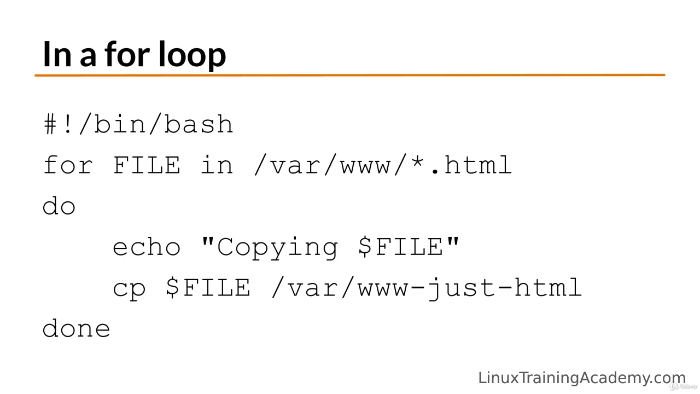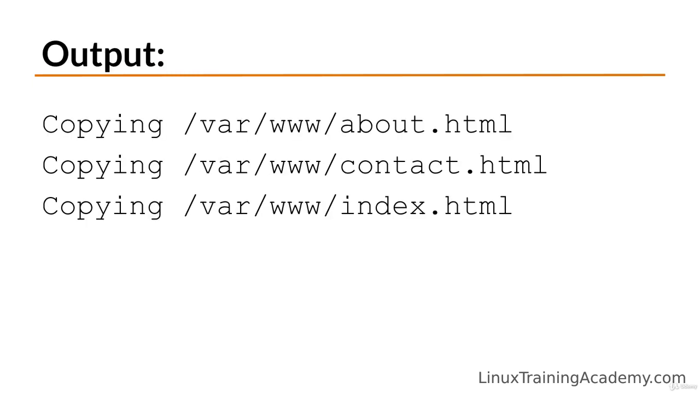Let's modify the script just slightly. Instead of cding into the /var/www directory, let's include that path in the wildcard expression. You can see the wildcard expression is /var/www/*.html. The output of this script will look something like this: copying /var/www/about.html, and then the same thing for /var/www/contact.html and /var/www/index.html. Notice how the path is included in the output. This is because we included the path in the wildcard expression.